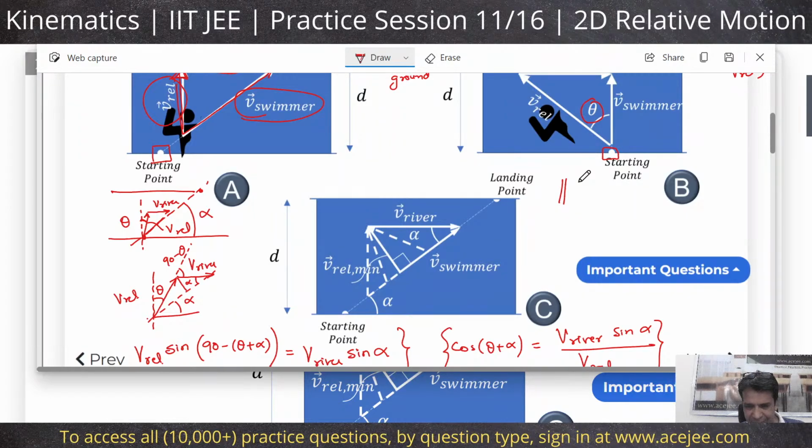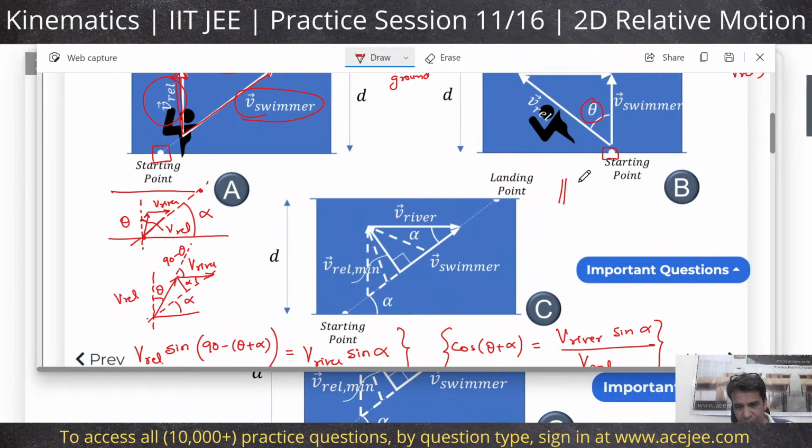Okay, let me repeat scenario number 3. In scenario 3, we are given the landing point, we are given the starting point, and we know the angle alpha that the line joining the two points makes with the horizontal. And the question is, given the V river, what should be the minimum speed that the swimmer should swim relative to the river so as to get to the landing point? Did it make sense? Let me go around the room and see if it made sense. Chavi beta, did it make sense?